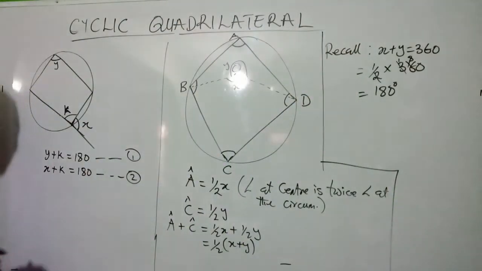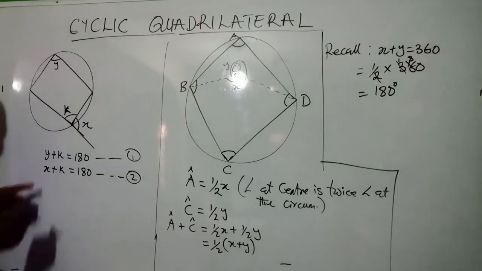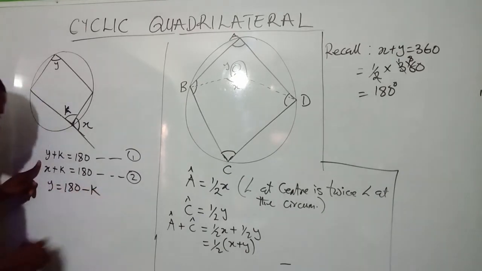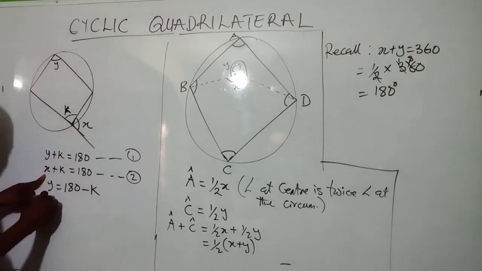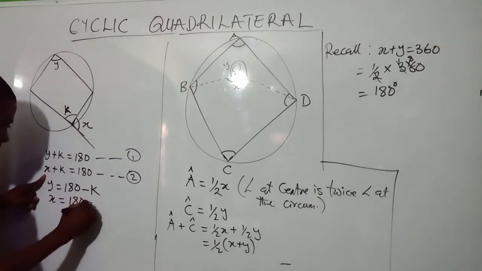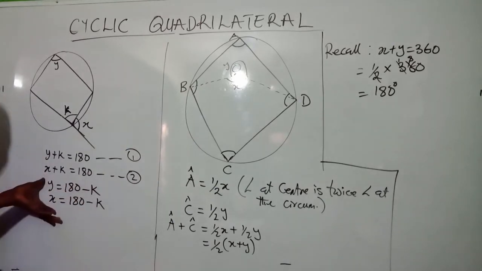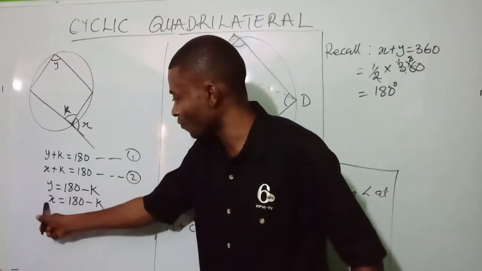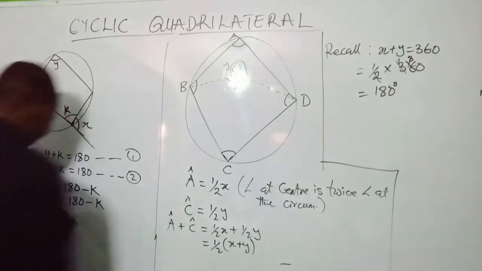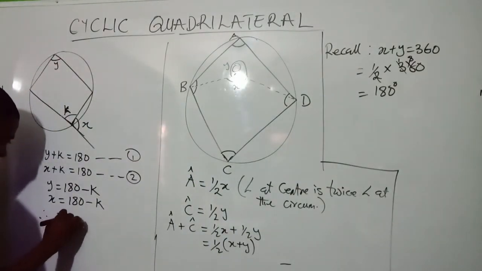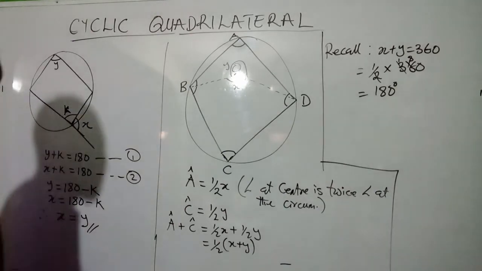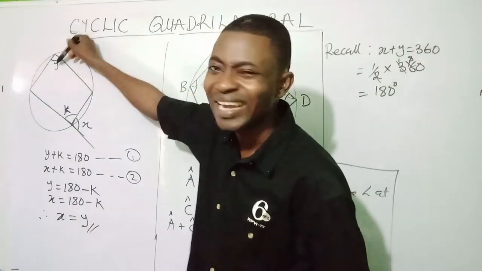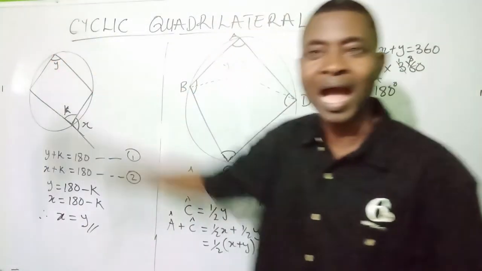Now, looking at equation 1 and equation 2, something stands out. I can deduce from equation 1 that y is equal to 180 minus k. And also from equation 2, I can say that x equals 180 minus k. Looking at this, you can notice that the value of x and the value of y are the same. Therefore, we can conclude that x is equal to y. And that is it. We have successfully proved that the exterior angle of a cyclic quadrilateral is equal to its opposite interior angle.